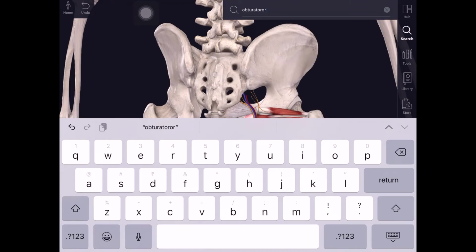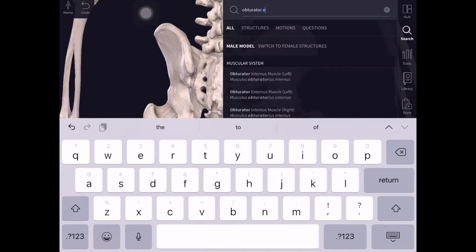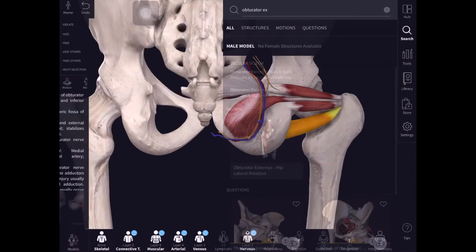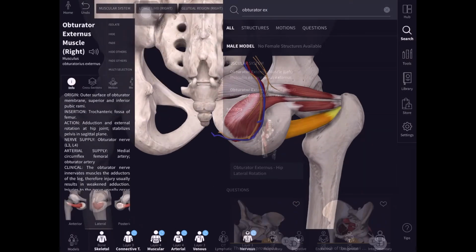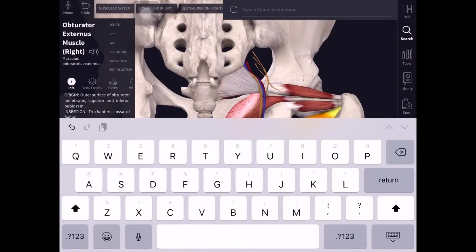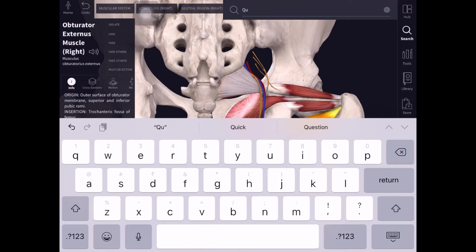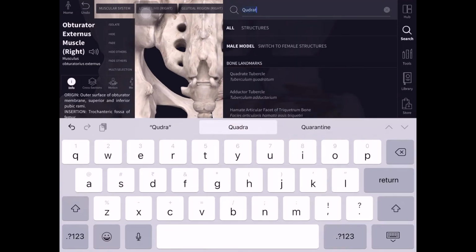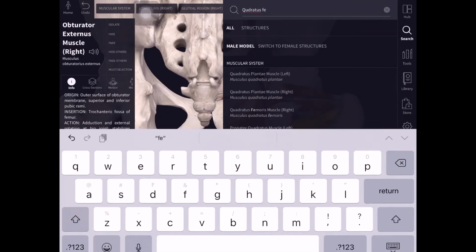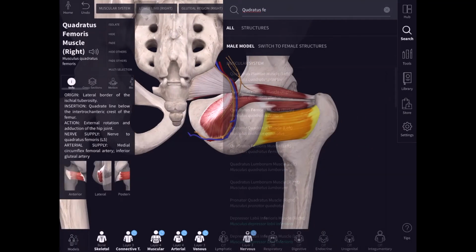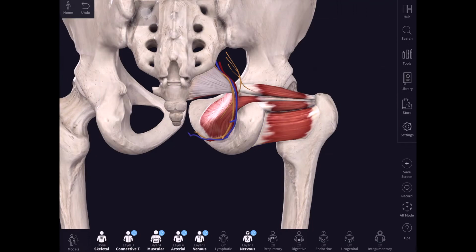Obturator externus, and remember I need the right side because I'm doing the right. Okay, and another muscle I need is the quadratus femoris on the right. So these are the two muscles I need.